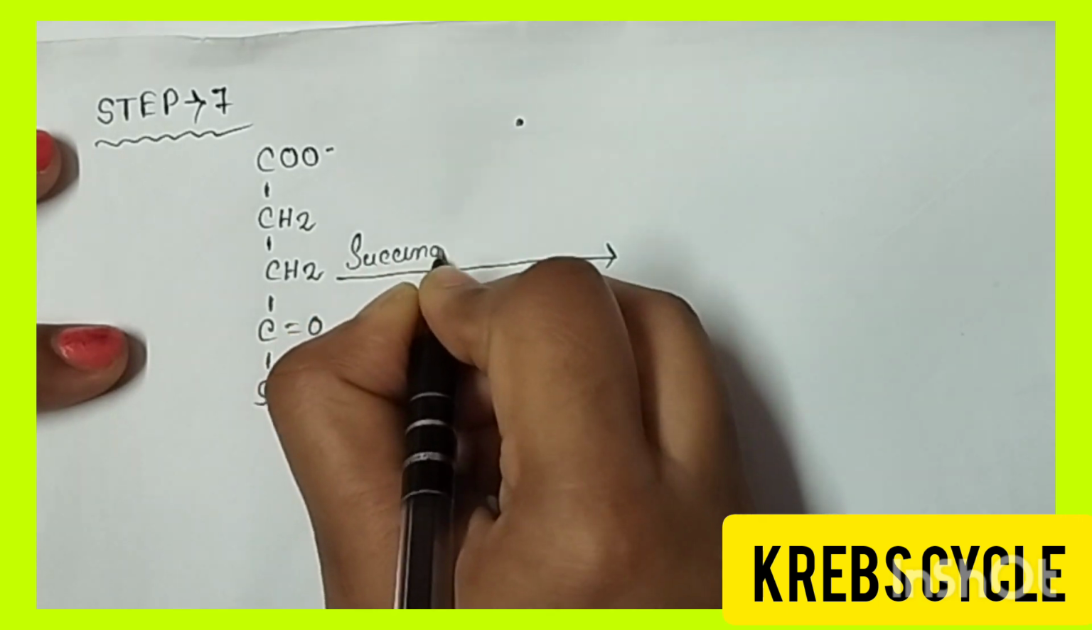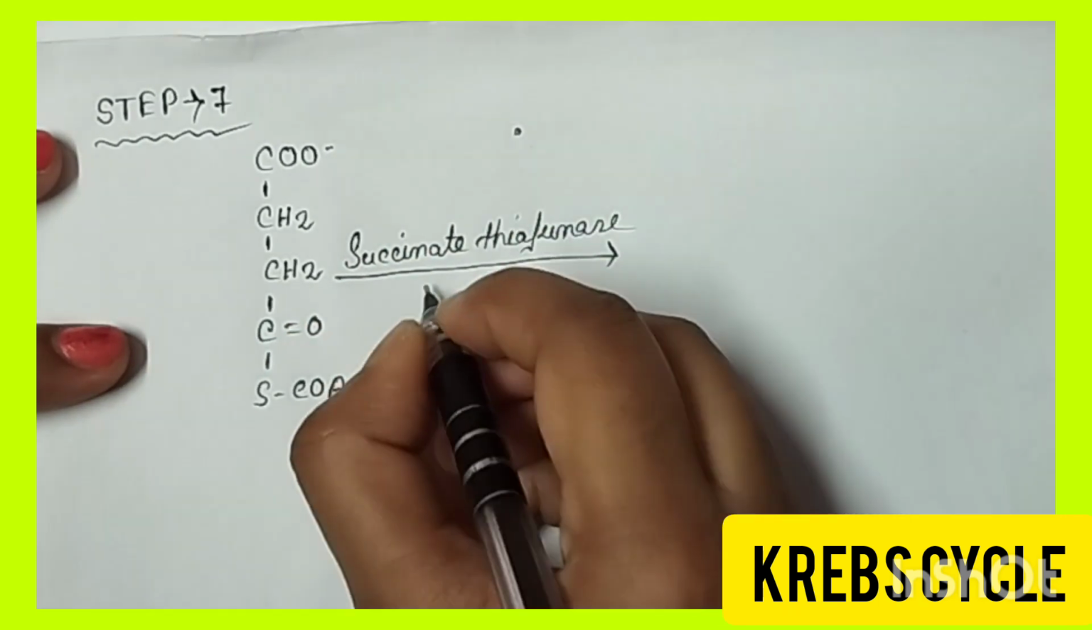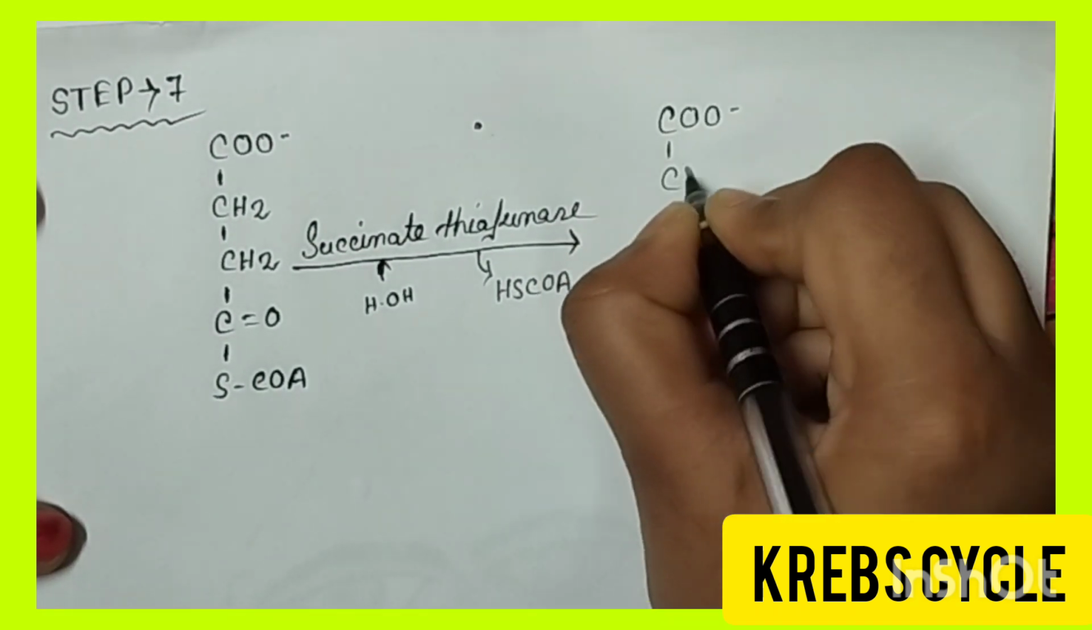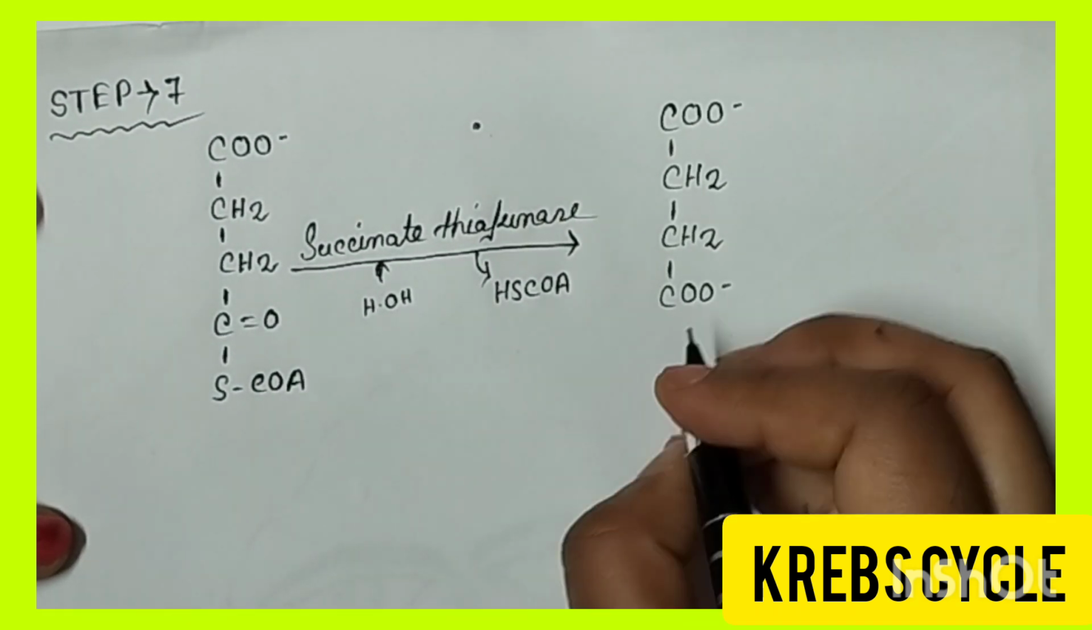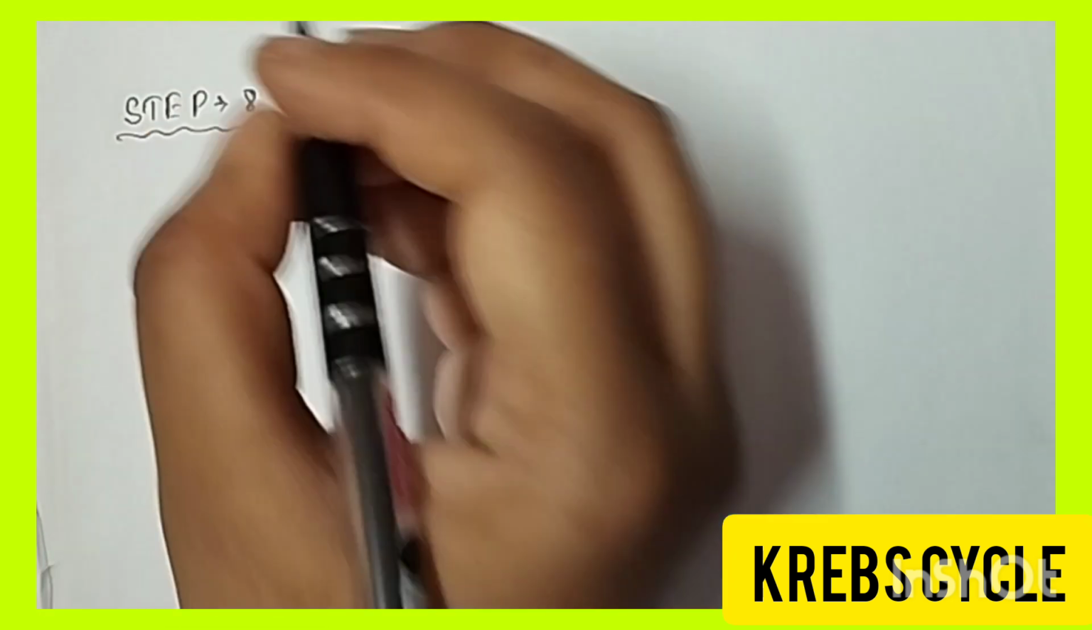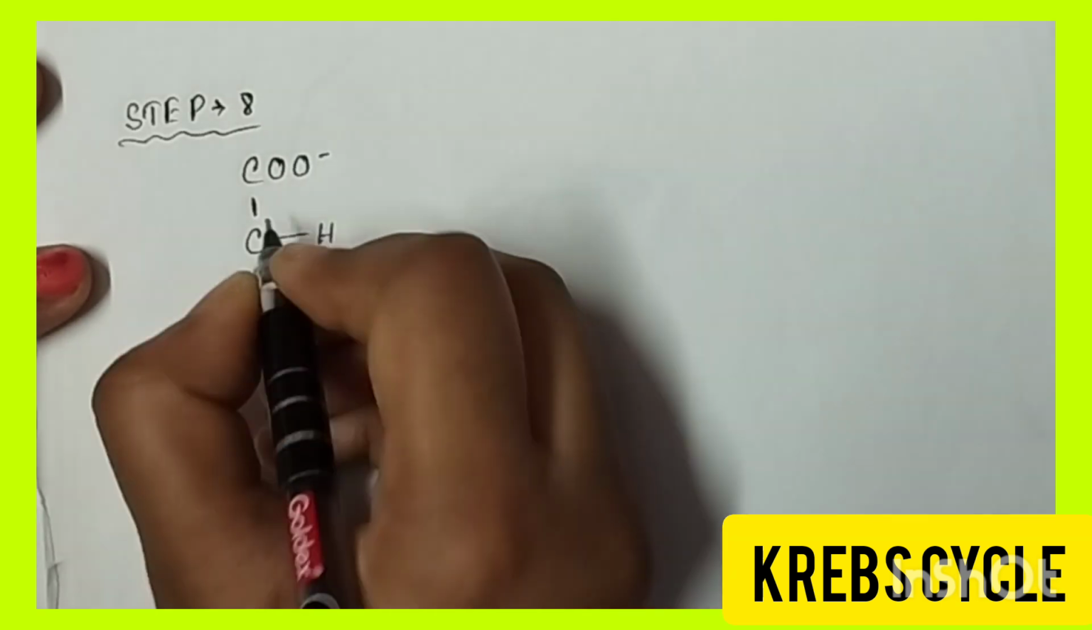Next, succinyl CoA is changed to succinate by the enzyme succinate thiokinase. In these reactions, HOH enters and HS CoA is eliminated. The enzyme breaks the bond, and the energy released is used to form a GTP molecule. GTP is converted to ATP, itself becoming GDP, by the enzyme nucleotide diphosphate kinase.